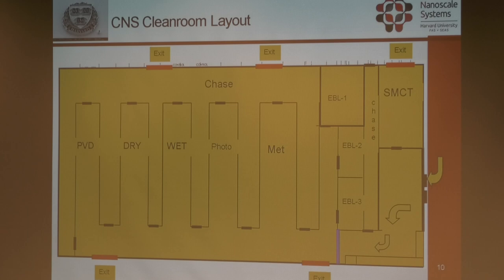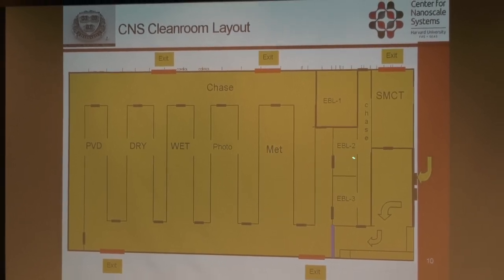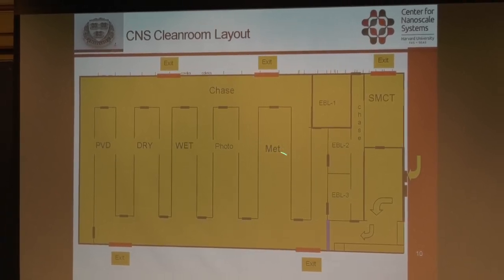So, more details of the cleanroom. That's the original layout. When we moved in 2007, it was divided into six bays: the EBL bay, the charge bay, photo bay, wet bay, dry bay, and the PVD bay. When we moved all those 60 pieces of equipment in, we felt it was empty, about one-third occupied, and we had enough space to expand. But now it's basically occupied everywhere, and we even moved all those charge tools against this window or the hallway.